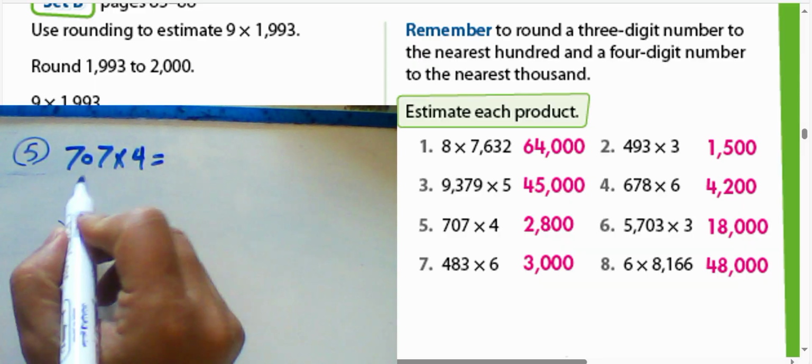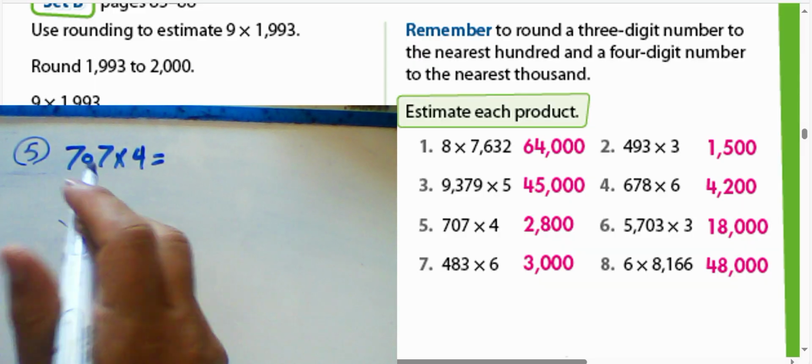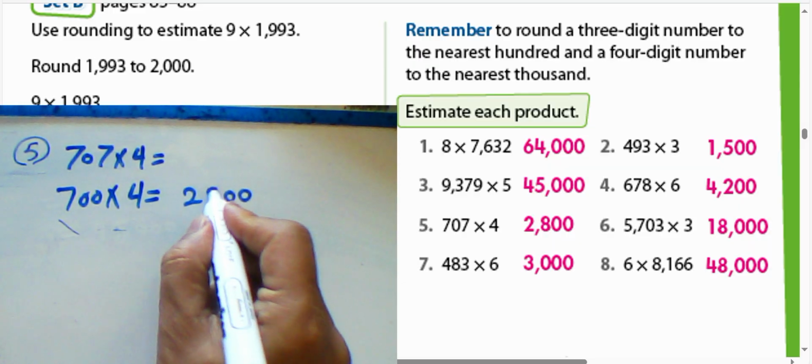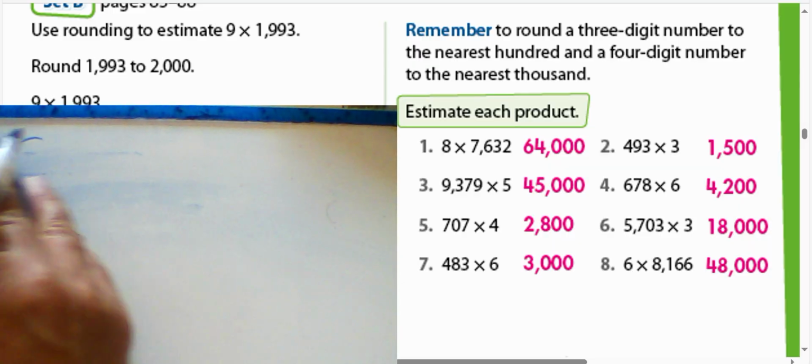Next question, number 5. 707 times 4. This number is nearest to 700. Product by 4. Write double 0 here, and 4 times 7 equals 28. The result will be 2,800.